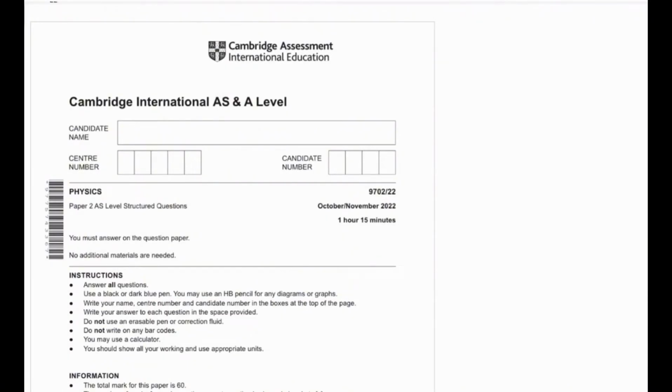So today I'm going to be working the October-November 2022 question paper 2.2 for physics, and the question paper is 1 hour 15 minutes long, and I'm going to be explaining some of the concepts and how you can be able to answer some of the questions that follow.